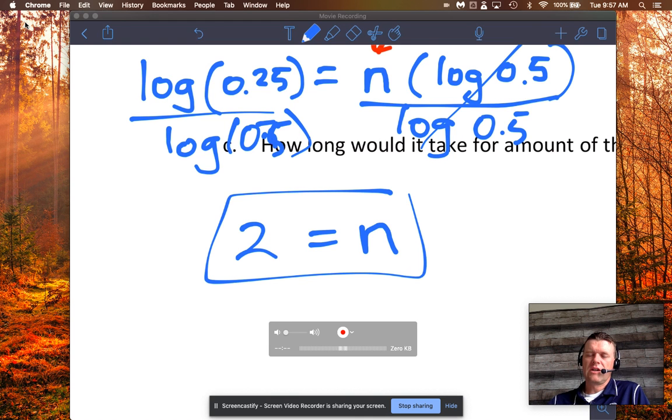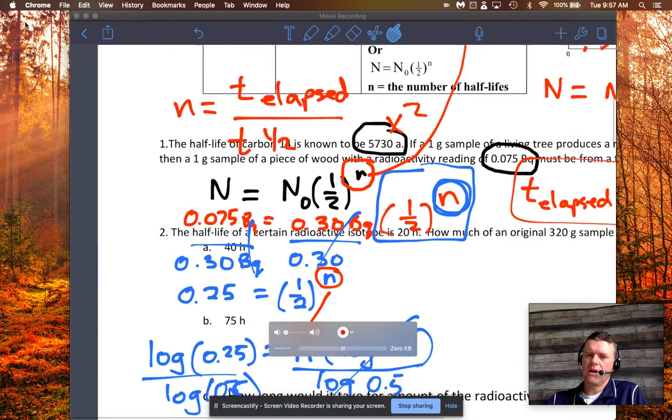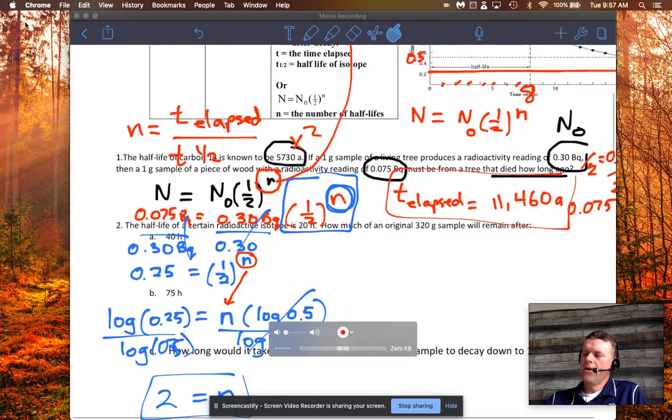So then you have to go back and ask, how much time elapsed for one half-life? That was the 5,730. Is that what it was? Yeah, 5,730.